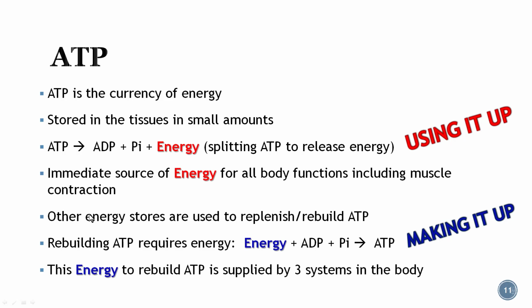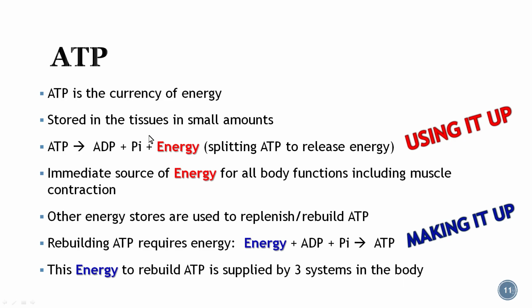So how are we going to do that? Rebuilding ATP requires energy. Okay, so if I want to turn this chemical reaction backwards to produce more ATP, I need to put energy into the system. Okay, so energy plus ADP plus Pi will give you a molecule of ATP. So the question lies here in this color, okay, the blue will tell you this energy to rebuild ATP is supplied by 3 systems in the body, and that's what we're going to focus on with this part of the energy chapter.